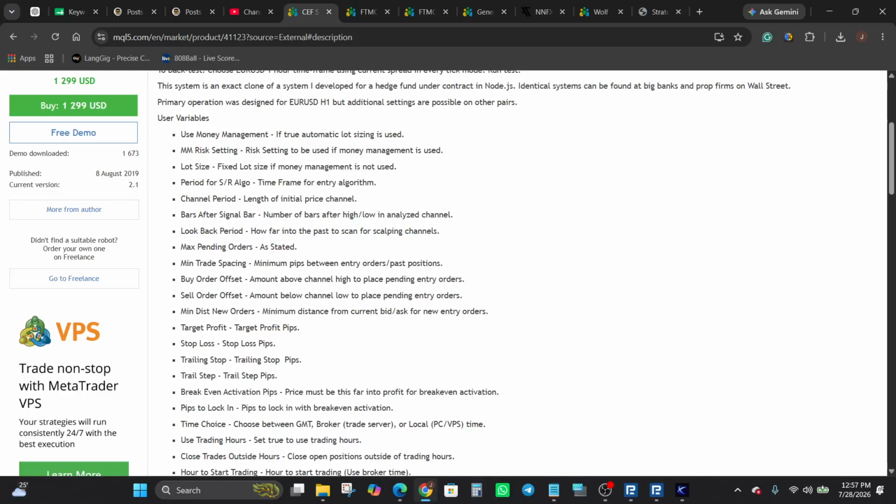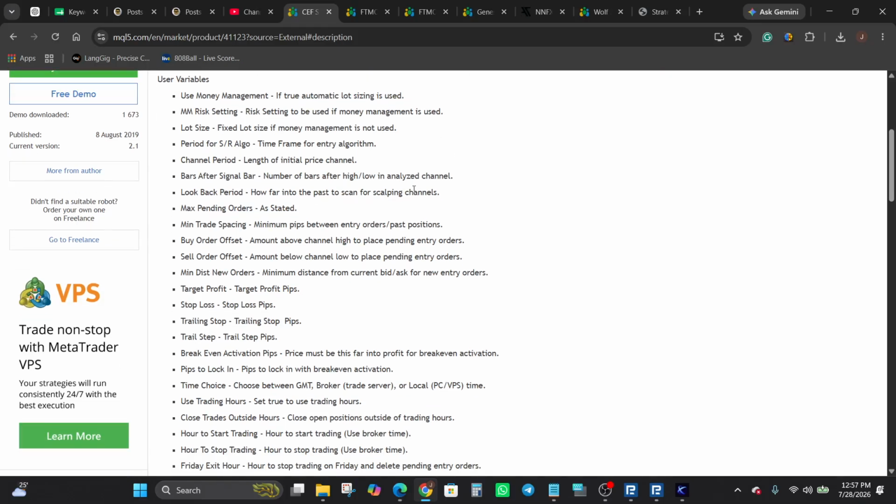On the mechanics, this is a channel and pending order based system. It defines a price channel over a look back period, then places pending buy and sell orders at a defined offset above and below that channel's high and low, with a minimum distance from current price and a cap on the number of pending orders active at once. Each position carries a defined target profit and stop loss in pips, with a trailing stop, a trail step, and a break-even mechanism that activates once price moves a set distance into profit.